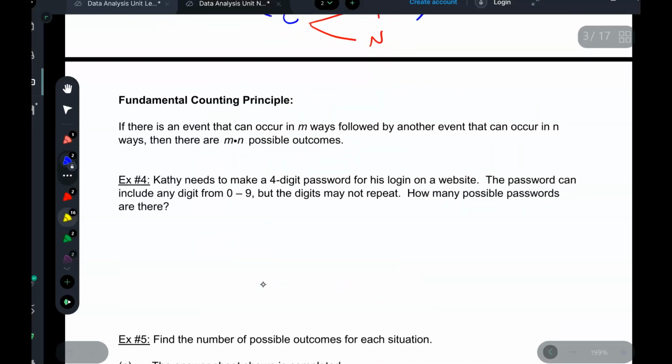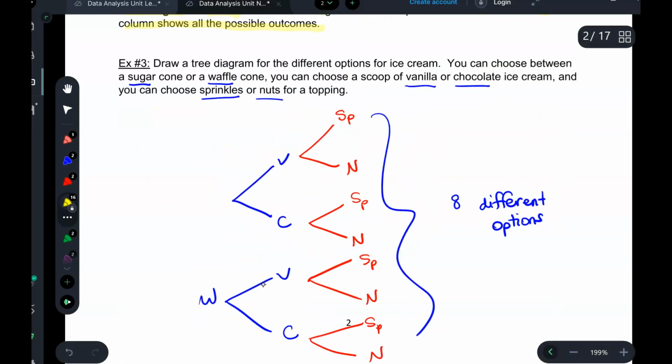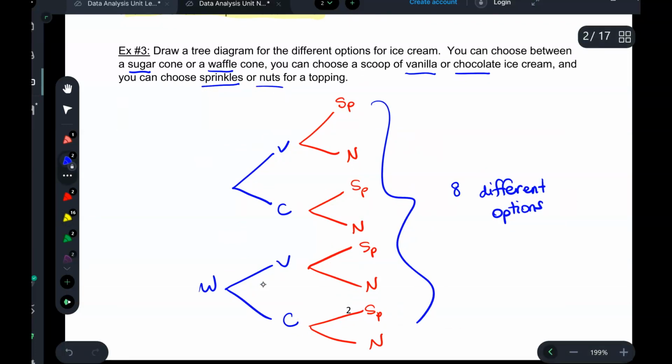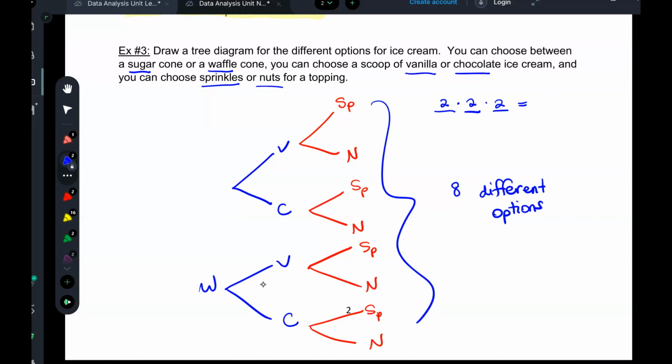Okay, fundamental counting principle. If there is an event that can occur M ways, followed by another event that can occur in N ways, then we multiply those two numbers together to get the total possible outcomes. So actually on that previous page, we can look at this. You had 2 different cones. You could have vanilla or chocolate, that's 2 options. And you can have sprinkles or nuts, that's 2 options. So if we multiply that all together, 2 times 2 is 4, times 2, 8. Notice that's how many different options we had at the end.